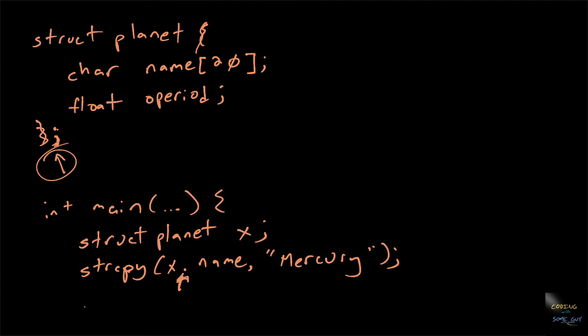And then to set the O period, I'm going to do X dot O period, and I'm just going to set it to whatever value I want. In the case of Mercury, I've got 87 point something, just round it off, 97. All right, so that makes sense, right? Okay, and I can't just print this thing out because it would have to know how to print out the parts of it.